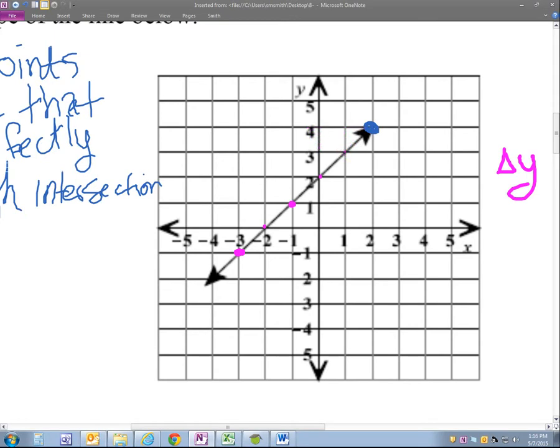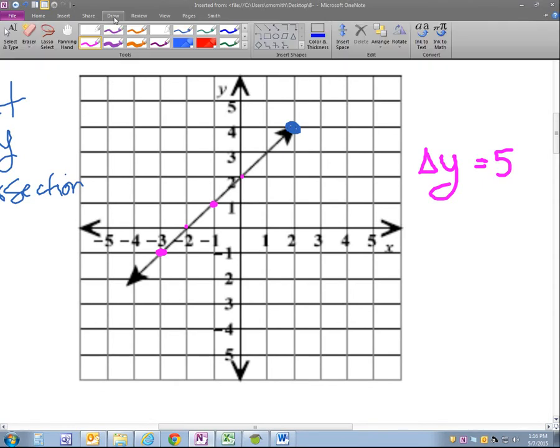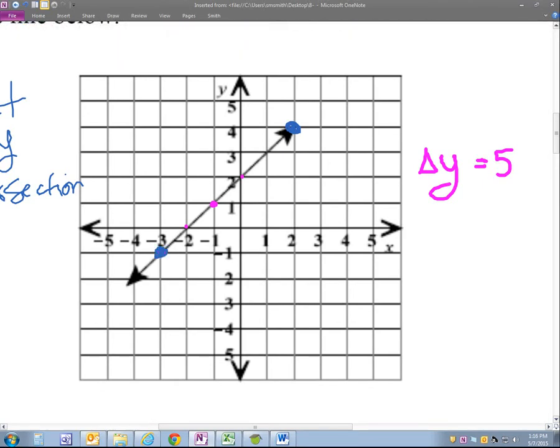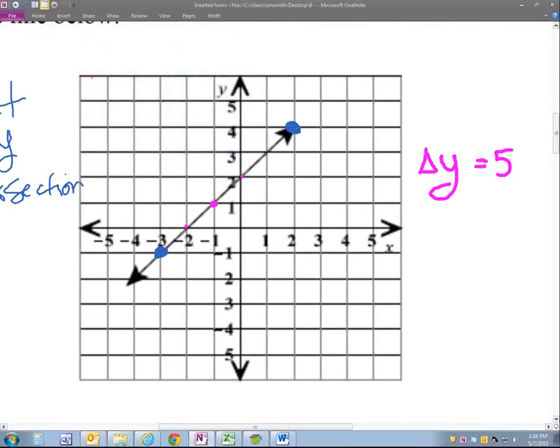I'll show you, actually. So we have our change in y is 5. All right, we had our change in y of 5, so we went from this point 1, 2, 3, 4, 5. That is the change in y of those 2 points in blue, how far you would have to travel.